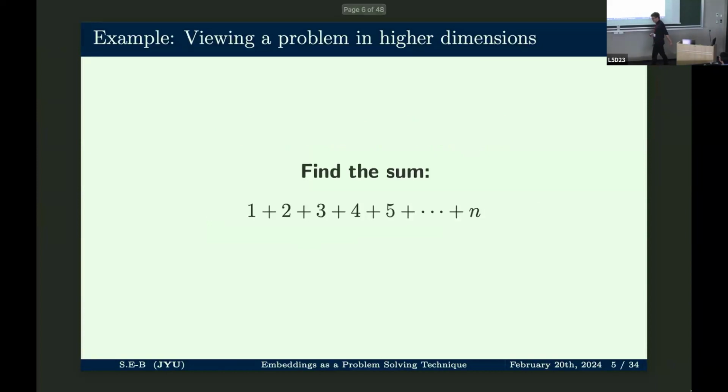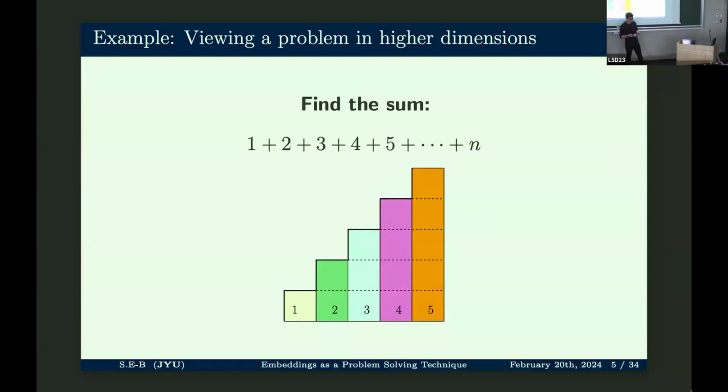So this is an extremely simple example of such a setting. Suppose you want to add the first n numbers, 1, 2, 3, 4, 5, etc., up to n. Well, we can take this problem that's a problem about numbers, some kind of one-dimensional problem, and we can represent it as a two-dimensional object. So the representation here takes all of these numbers and converts them to a rectangle or a column of rectangles where the number of squares is equal to the number. So 1, 2, 3, 4, and 5 in this case. So n is equal to 5 in this picture.